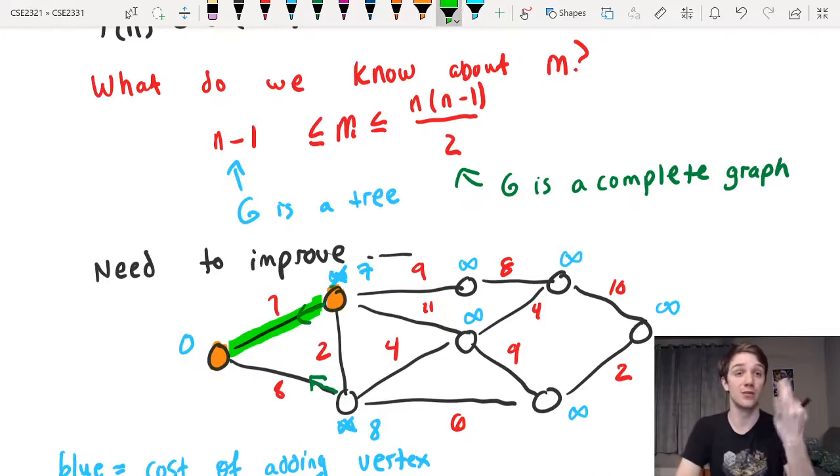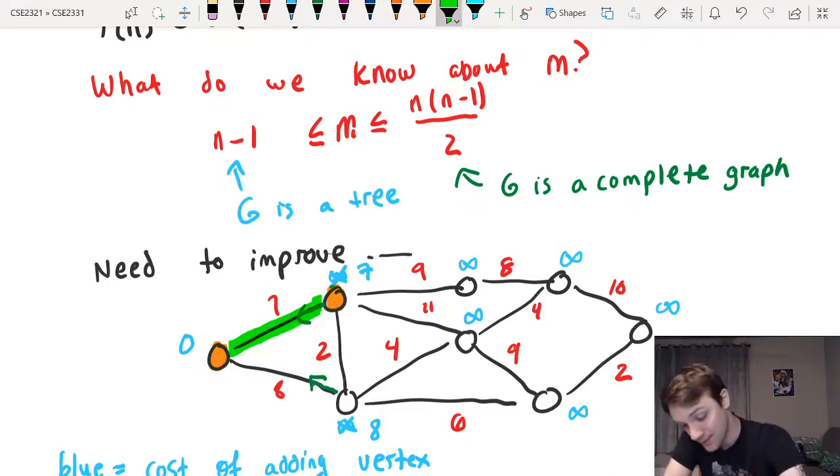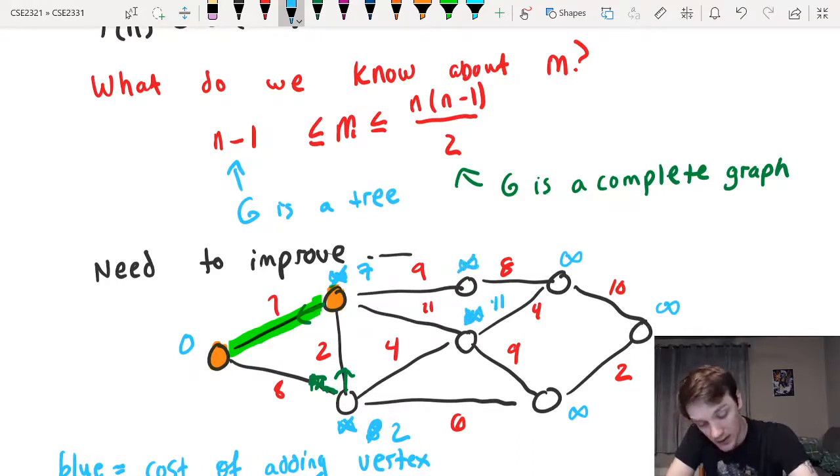So I need to look at 3 nodes here. I need to look at the node below it, which has a better cost if I was to use this edge. The cost now for that vertex down there is going to be 2. And I'm going to delete that parent that I had before. And for the 2 nodes that have an infinite cost, I'm going to update those to 11 and update this one to 9 and update the corresponding parents.